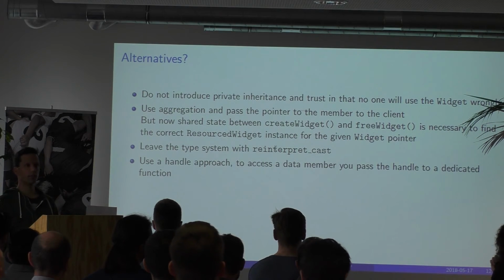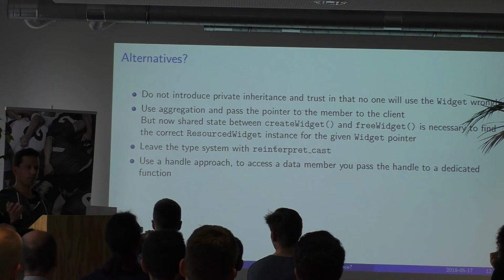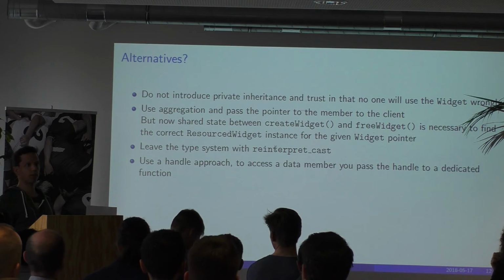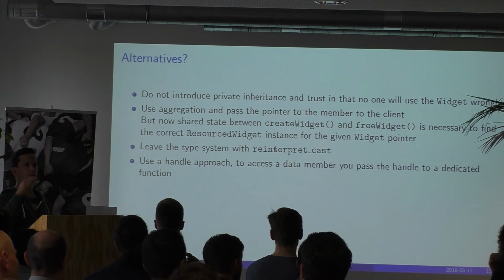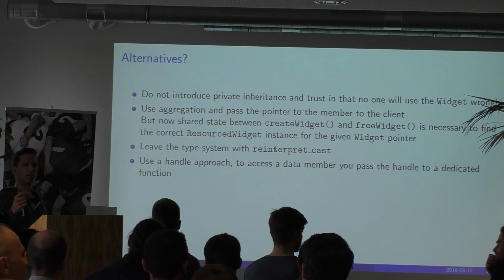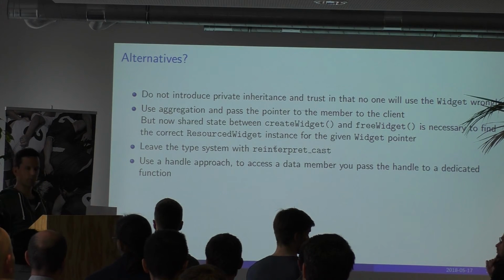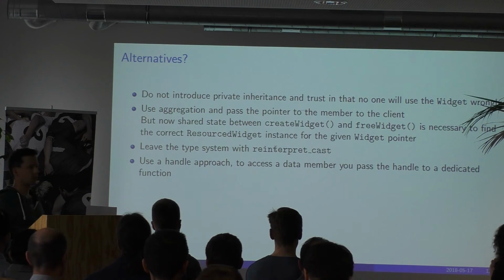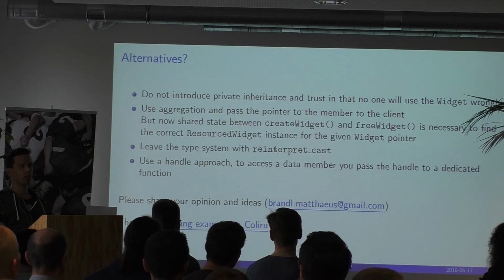Or you could use a handle approach. You could just hide the pointer, use it as a void pointer, hide it behind a typedef, and instead of accessing the member variables directly, you have a function which you pass the handle, and then it accesses the class. But of course, that creates a lot of functions in your API. That's maybe also not the way to go.